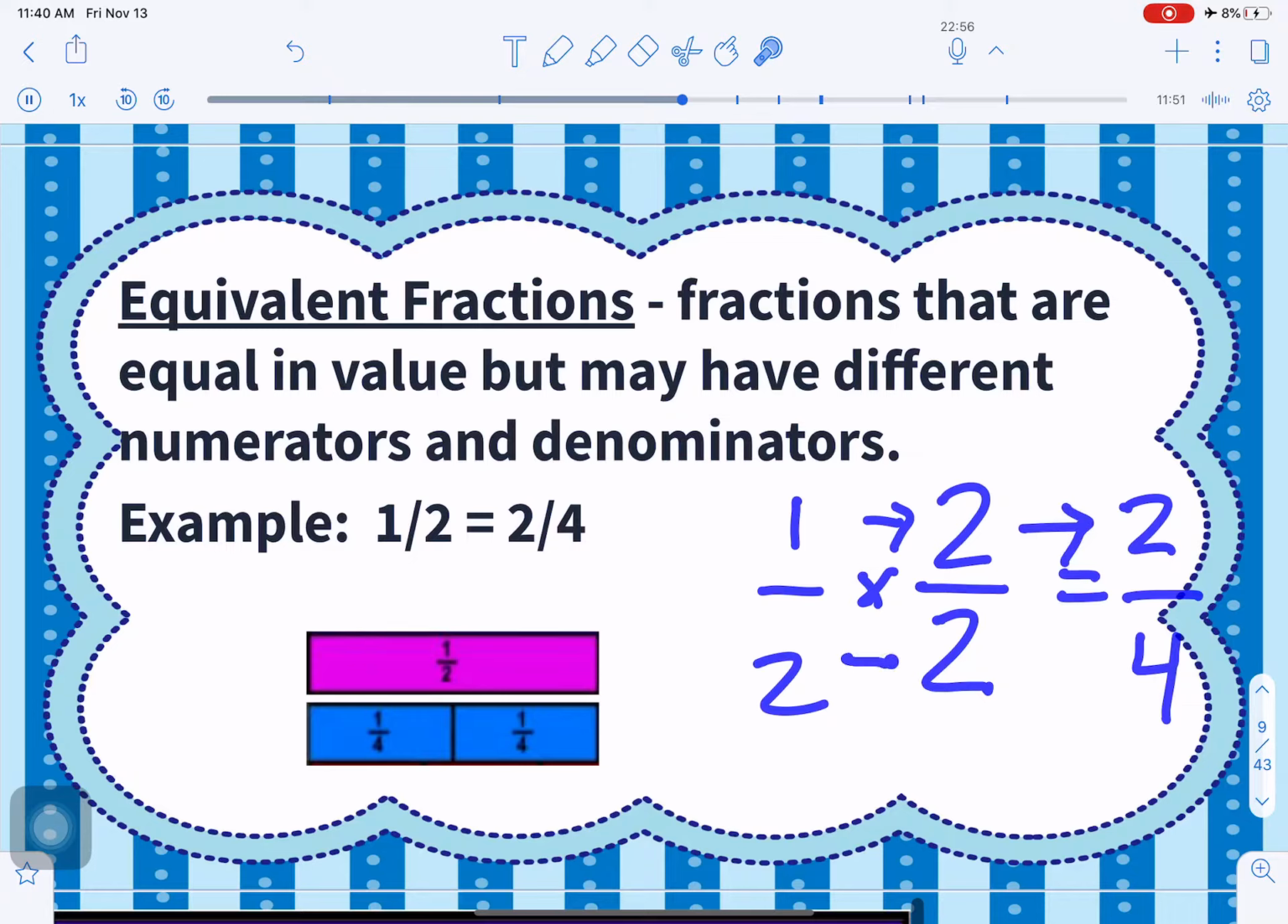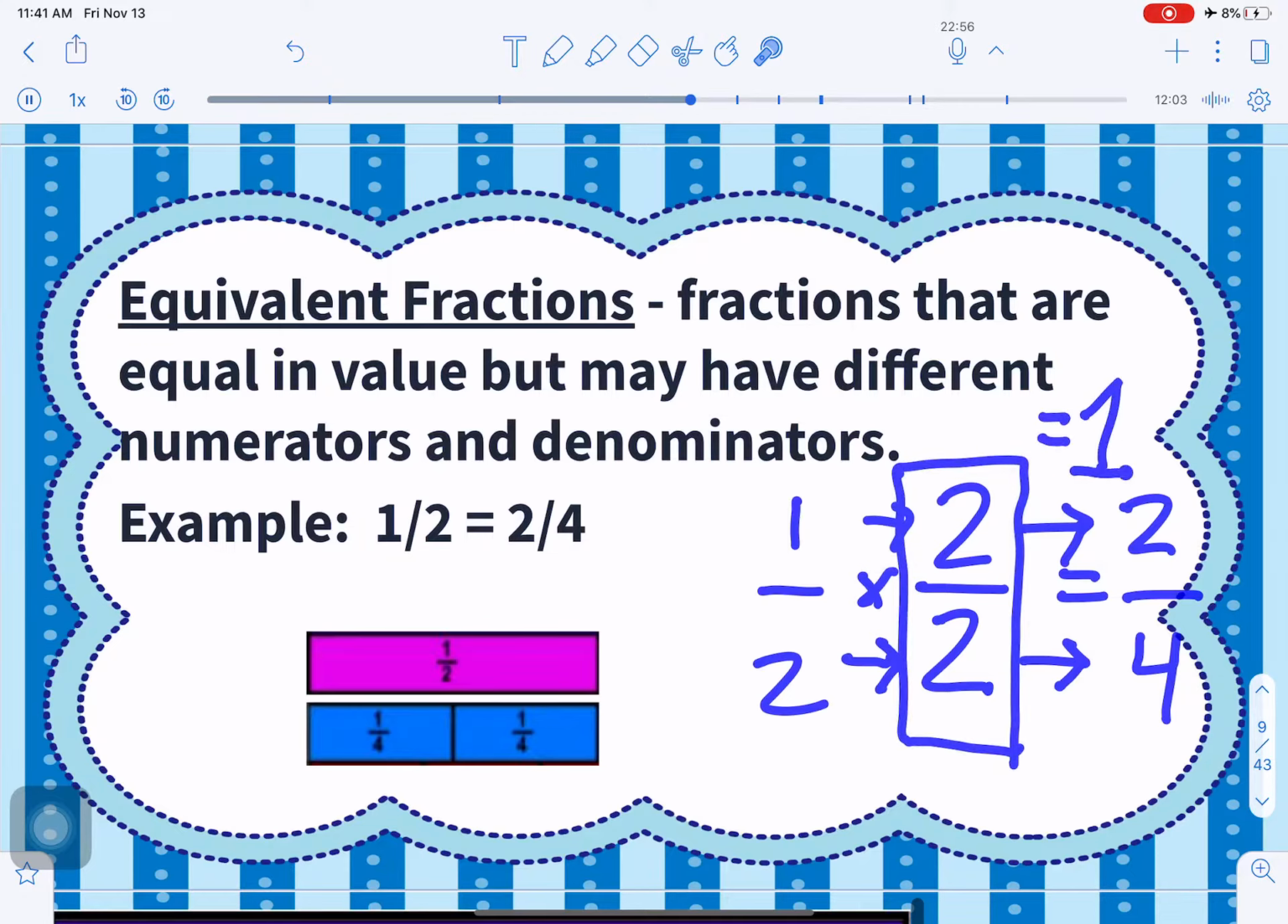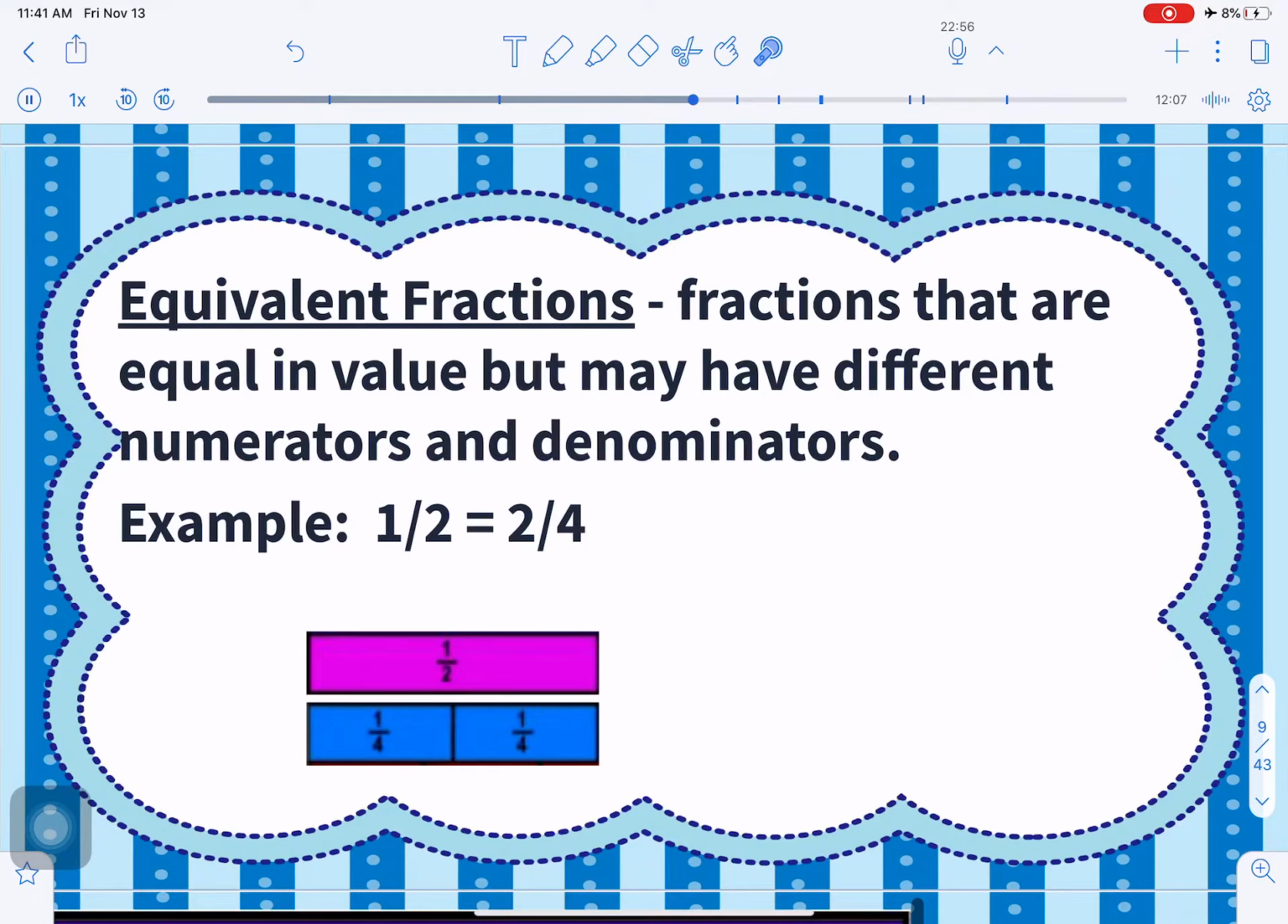Because 1 times 2 equals 2, and 2 times 2 equals 4. And we're able to do this because 2 over 2 is a whole, and we know that when we multiply any number or fraction by a whole, we get the same value, even though it'll change the way it looks.